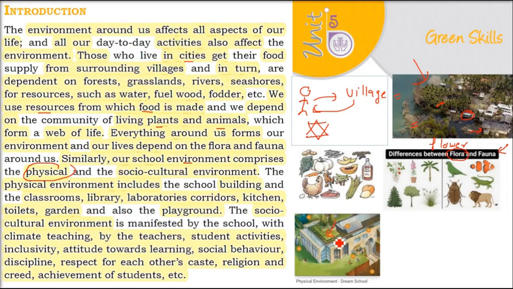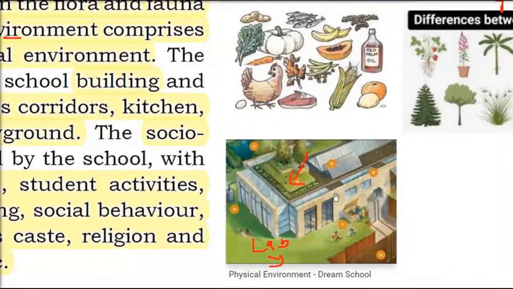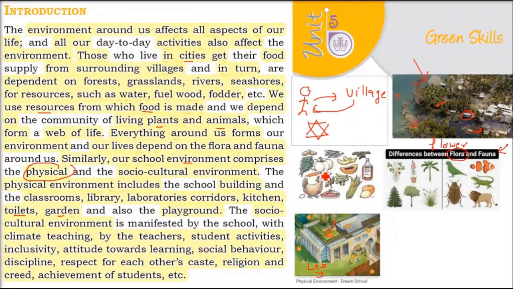Physical and socio-cultural environment. In the physical environment, what do we want? We want buildings, good schools, a library, laboratories, and good corridors for the kids to walk and play, a kitchen, a toilet of course, then a garden, and of course a playground. This is the physical environment of a school. That is how kids love to go to school, when you have this kind of environment.